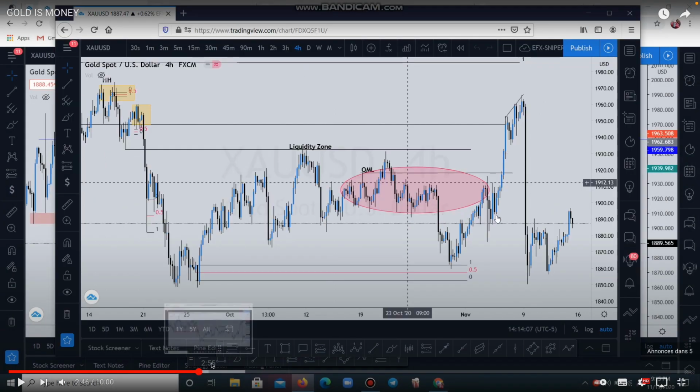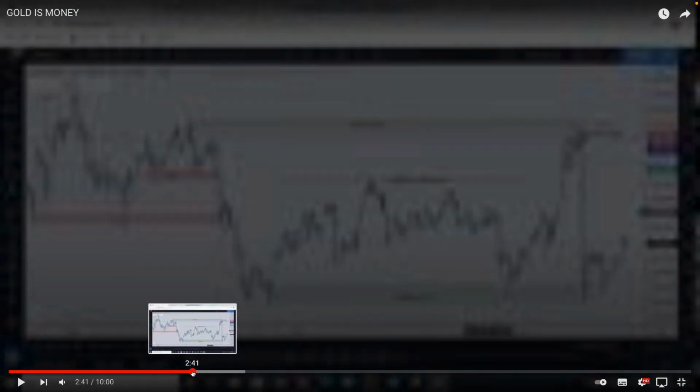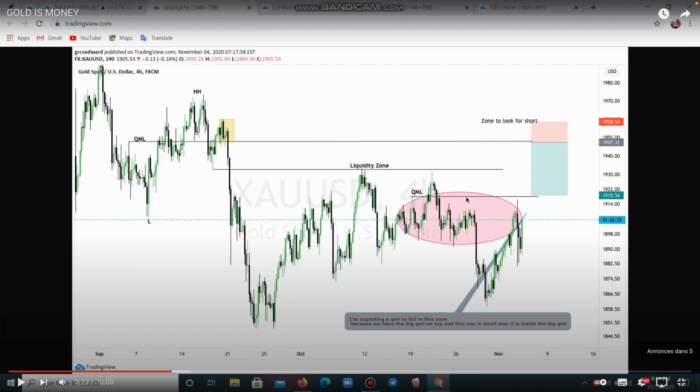Do you see this? If you want, guys, I can even go right now on H4. I'll show you this area here. Do you see? Because I saw a QML. You see, this was a QML. I even said this one is gonna be a diamond QML. Let me show you guys. I think it must be at the beginning where I said, okay. What do you see, guys? So you just need to understand what is happening. And if you read the message here, I'm expecting a QML to fail in this one, because we have the big QML on top, and this one is a small one, also inside the big QML. This is what I explained.